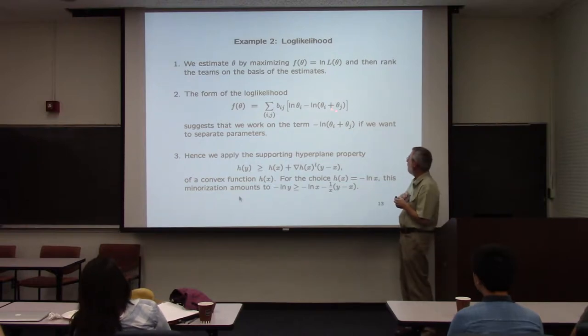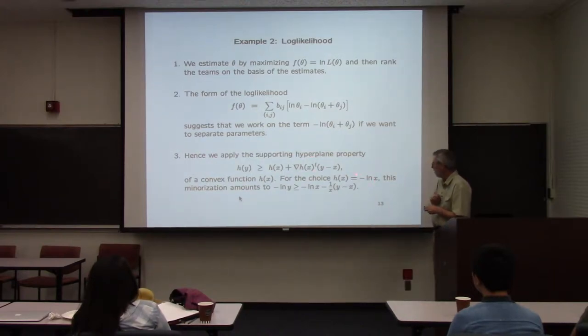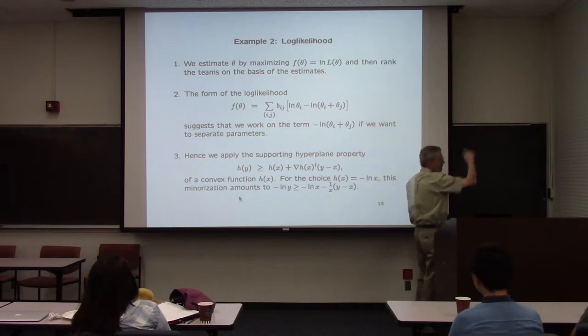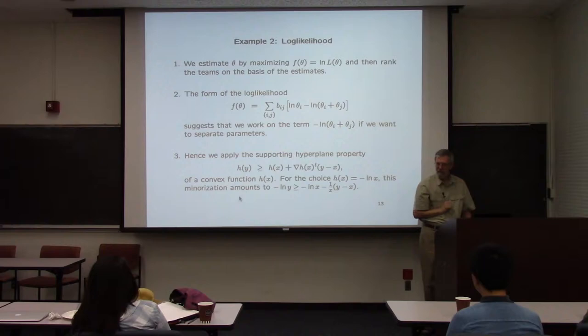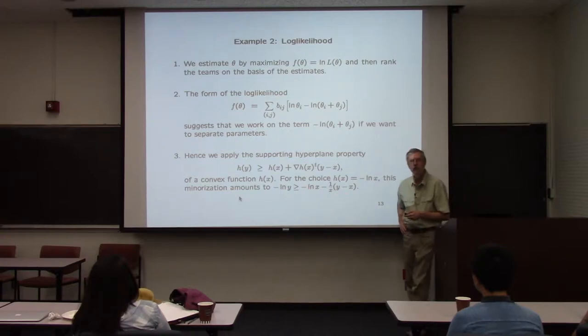We work on the other term, and we use the supporting hyperplane property. Now, what's the convex function that we're going to be applying it to? It's minus log x. Log x looks like that. You turn it upside down, it looks like that. It's convex. Okay, so minus log x is convex. Its derivative is minus 1 over x. This is the supporting hyperplane inequality. It's really, in one dimension, a supporting line inequality.